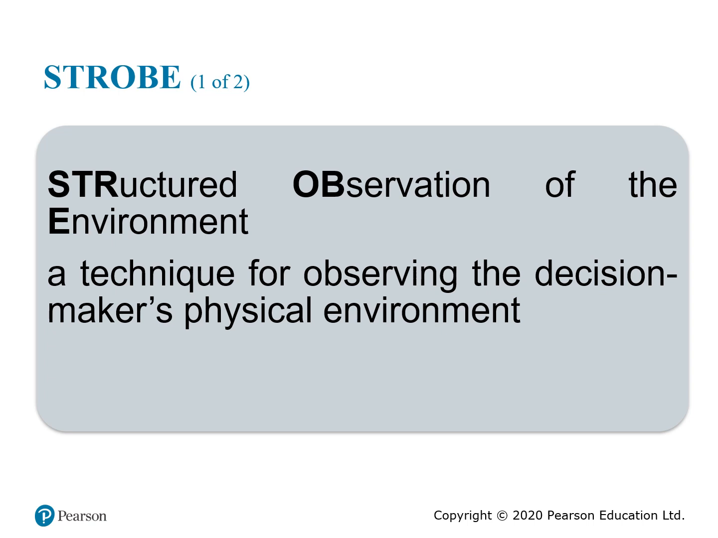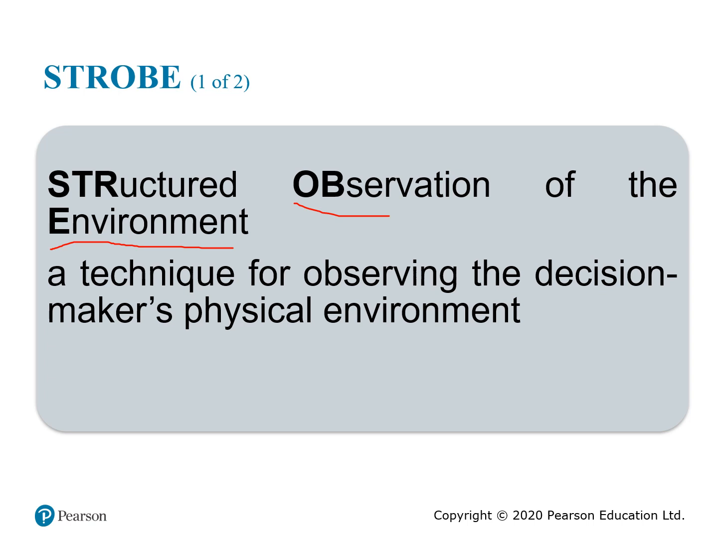So STROBE is a short form that comes from the first two or three letters of "structured," the two letters of "observation," and the first letter of "environment." So, structured observation of the environment. It is a technique for observing the decision maker's physical environment.